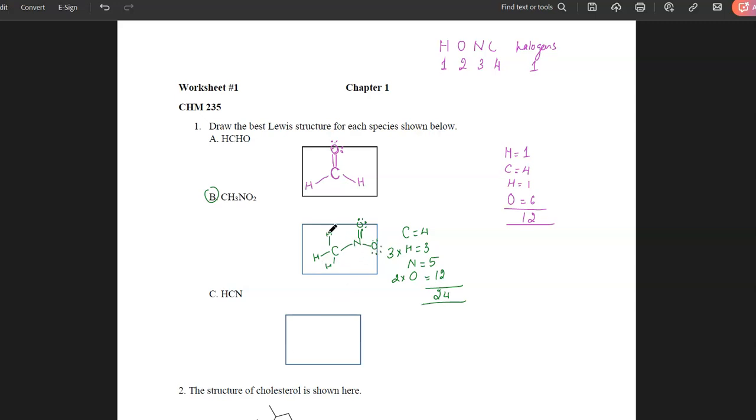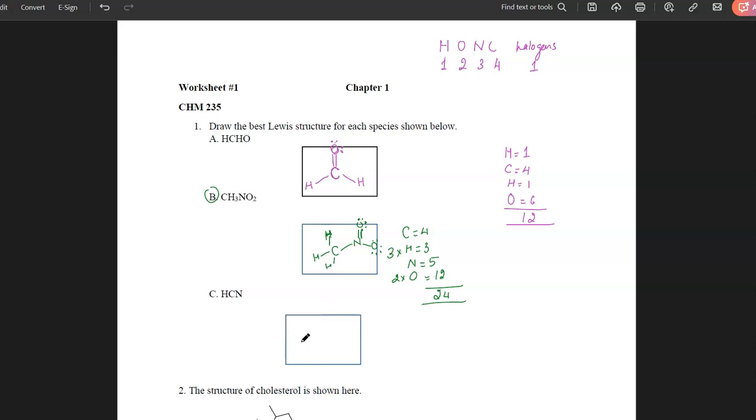Then make sure you count that the 24 valence electrons are taken care of. So we have 2, 4, 6, 8, 10, 12, 14, 16, 18, 20, 22, 24. So 24 electrons, and the Lewis structure is complete.